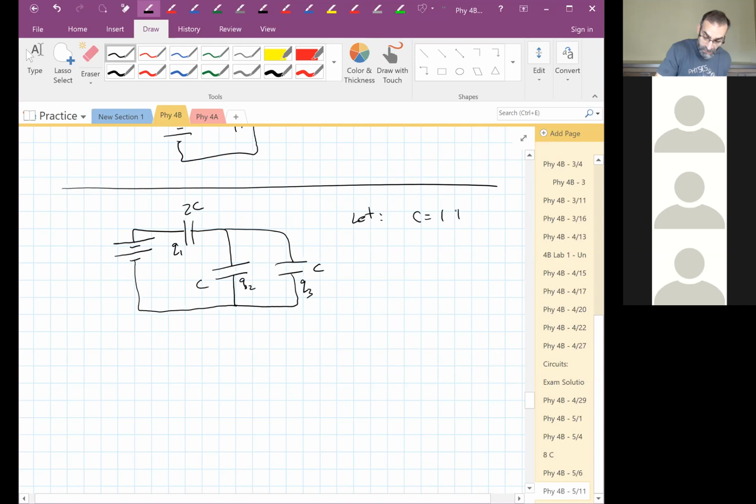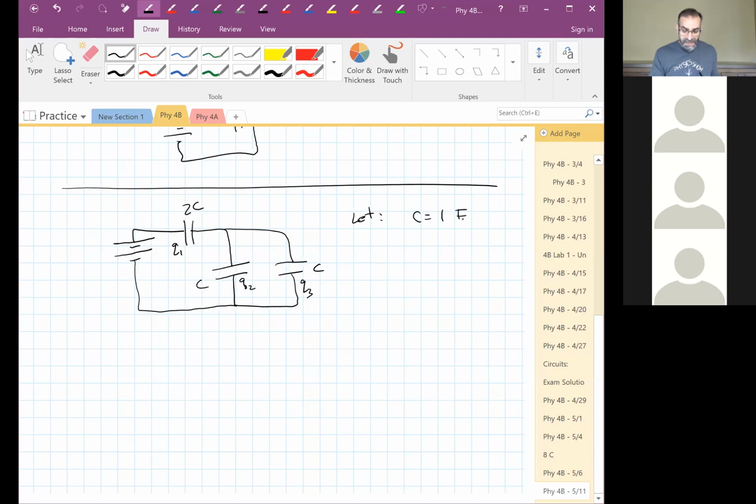And we'll let the capacitance be 1 farad. The units for capacitance are farads, and it's a very large unit of capacitance. Most of the time when you're grabbing capacitors out of your drawer, they're nanofarads, microfarads, picofarads. They're really small. A 1 farad capacitor is really, really big.